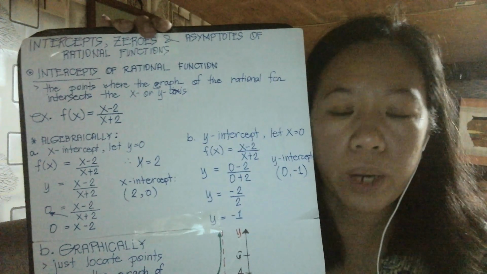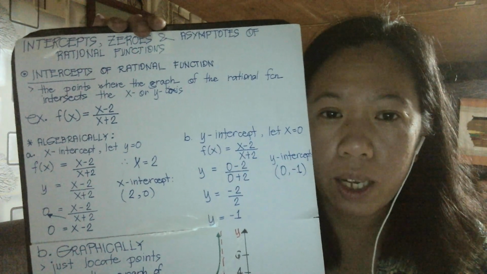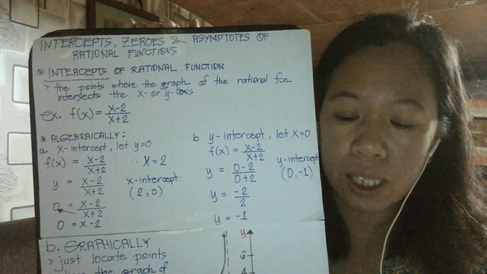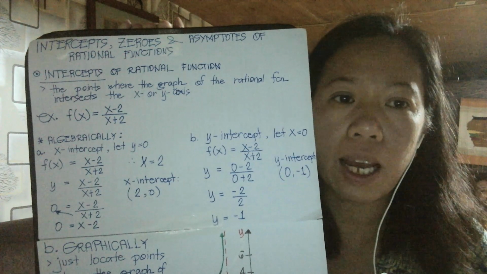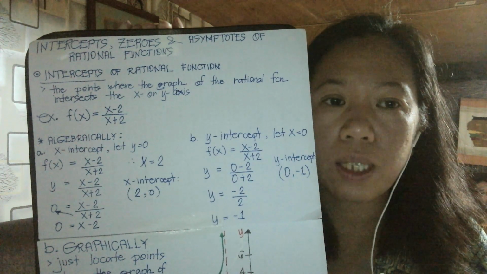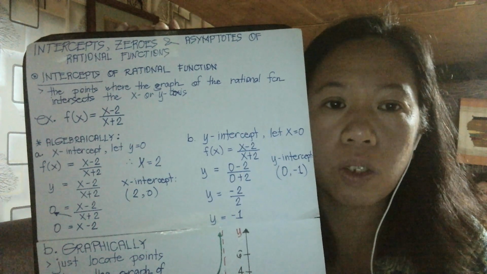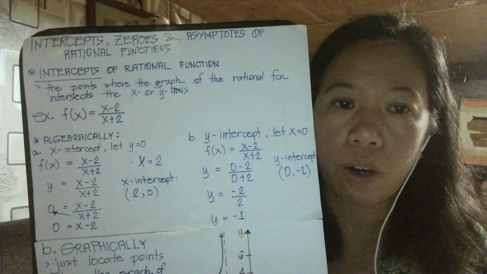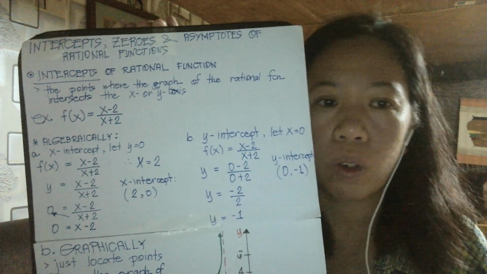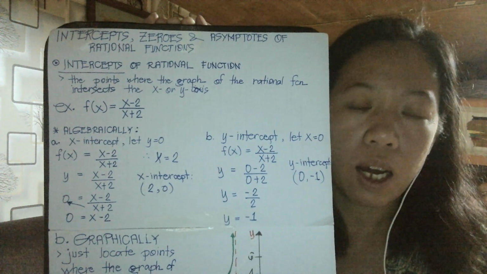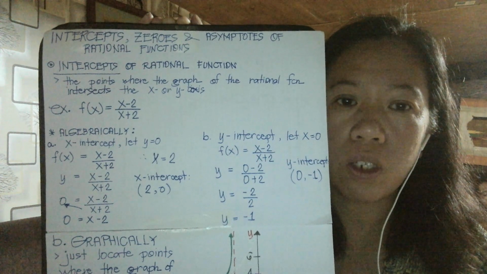Hi there! So we are now on our third week, module number 3 for general mathematics. And the first lesson for this week's module is on the intercepts, zeros, and asymptotes of rational function. So first is the intercepts of rational functions.